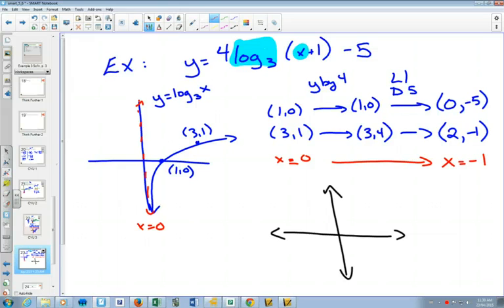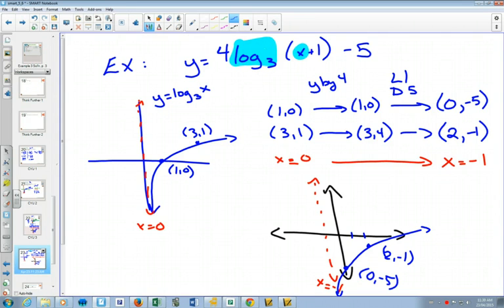So here we're going to have x equals -1 as our asymptote. The points that we have are (0, -5) and (2, -1). And so there's our graph, has the same shape as the graph we had before, but we've done some transformations to stretch it vertically, move it left, and move it down.